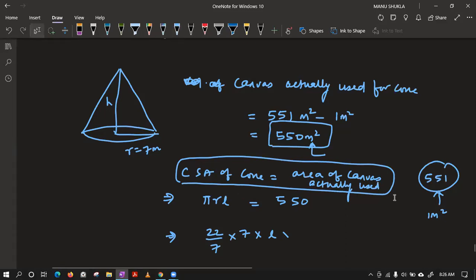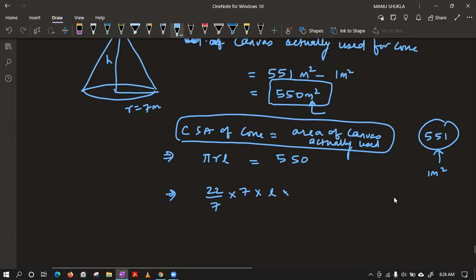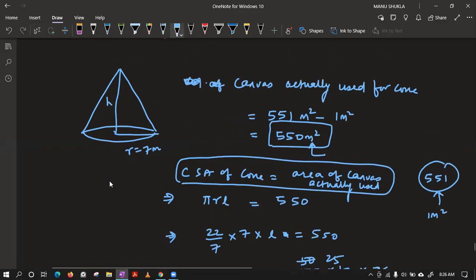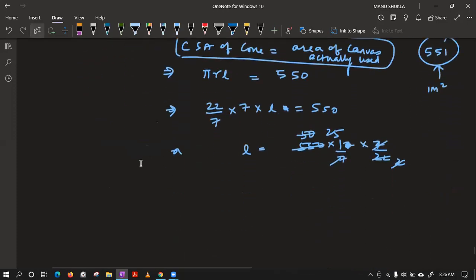So this is the relation, and now we can do pi r L is equal to 550 and just make L alone. So you will get 7 into 22 and 1 by 7, and this will be 7 by 22. 7 7 cancel, 11 2, 11 50, 25. So you got the value of L. From L you can easily find the value of H, because to find the volume of cone we require H. After finding L we can easily find H.